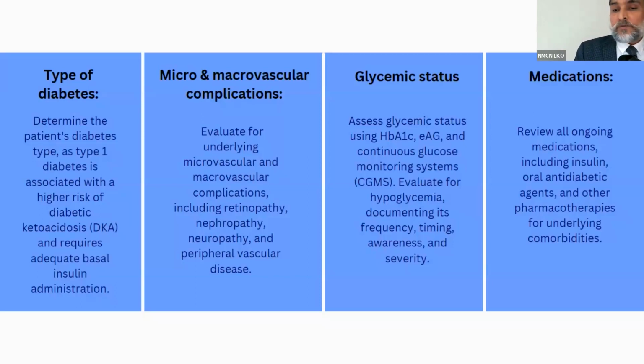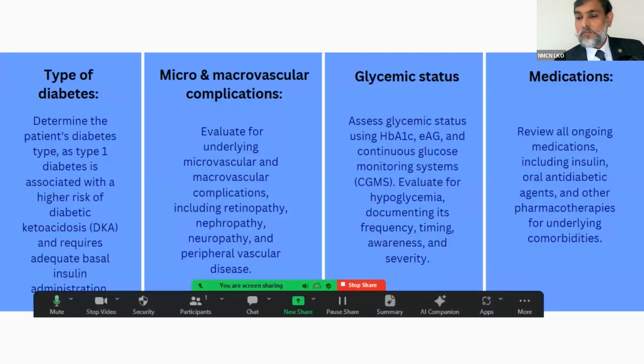Glycemic status: we have to check HbA1c, eAG, and continuous glucose monitoring system. Evaluate for hypoglycemia. Documenting the frequency, timing, awareness, and severity is important. With the help of CGM, we can find out if the patient is having cyclical hypoglycemia or hyperglycemia, and accordingly the treatment or insulin doses can be changed. Medications: review all ongoing medications, including insulin, oral diabetic agents, and other pharmacotherapies for underlying comorbidities.